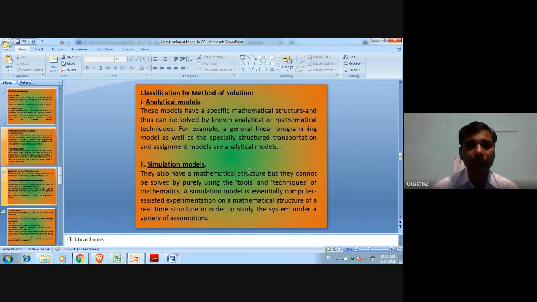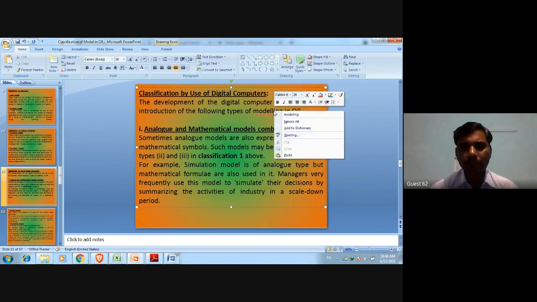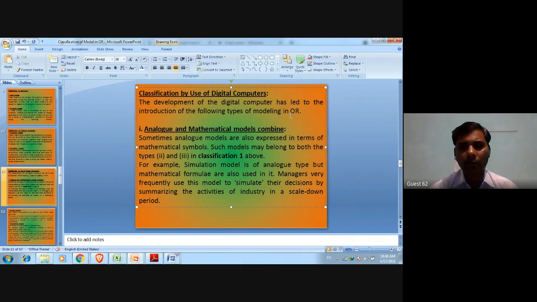The next is classification by use of digital computers. The development of the digital computer has led to the introduction of the following types of modeling in OR. Actually, when we talk about the digital, we always talk about information technology.